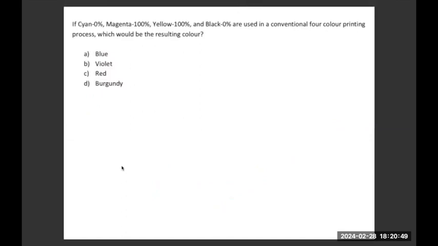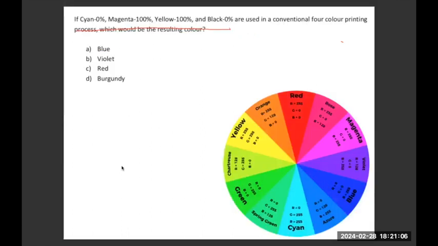Cyan, magenta, yellow, black. The CMYK series is given, and it is used in the four-color conventional printing process. What will be the resultant color of this combination, where cyan is 0, magenta is 100, yellow is 100, and black is 0? In this case, the resultant color would actually be red.